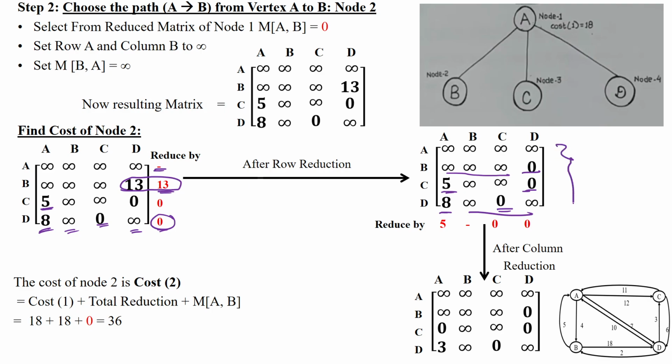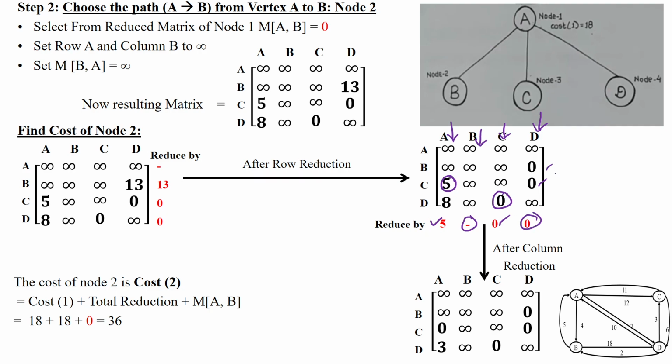This is the matrix after the row reduction. Likewise, we have to perform the column reduction for this matrix. From this we again select the minimum elements column wise. For the first column the minimum element is 5, which is selected. For the second column there is no minimum element, and the third column minimum element is 0, which is selected. Fourth column minimum element is 0, which is selected.